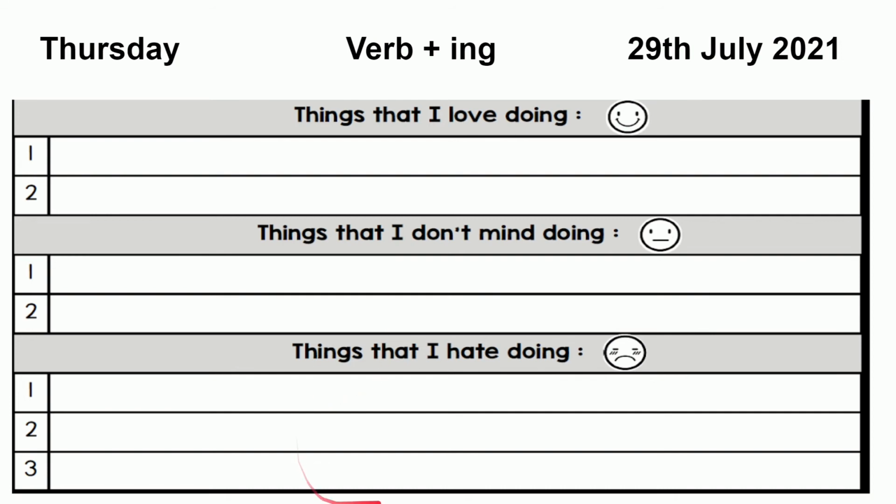And write 3 things that you hate doing. You really don't like it, you are against it, you hate it. So you write down the 3. So total, how many sentences are there over here? There are 7 sentences, right? After you have completed, upload it onto your Google Classroom or even send to me for marking. You can even type it down in the comment section below.